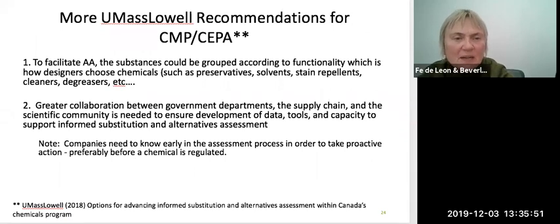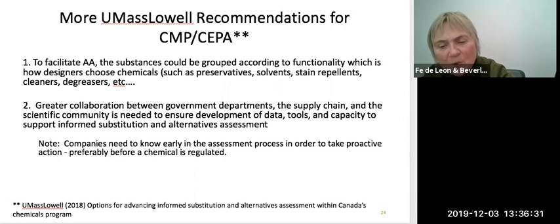And again, on the 2018 report, which is again a UMass Lowell report, they emphasized that one of the ways to really facilitate alternatives assessment is to simply do what companies themselves do, which is that they don't take a chemical-by-chemical approach. They look at the function of what they're trying to do. So if a chemical is designated a chemical of high concern, what is that chemical's function? Is it a preservative? Is it a solvent? Does it give stain repellency to textiles? Is it a degreaser? What is it? And that's how designers then start their search for alternatives.